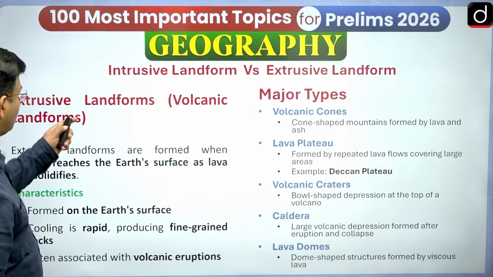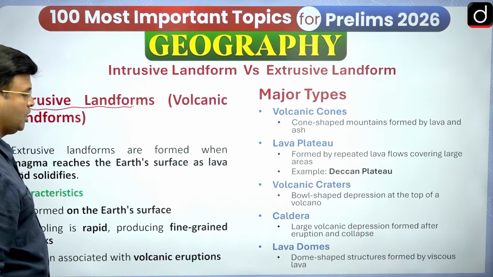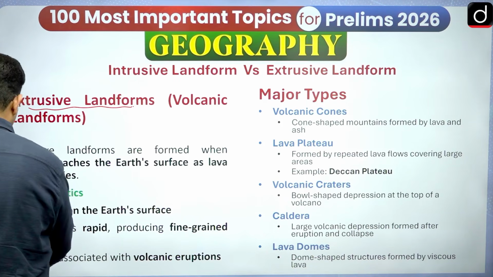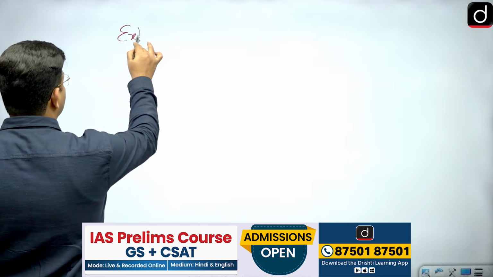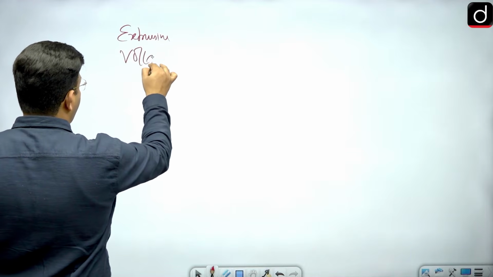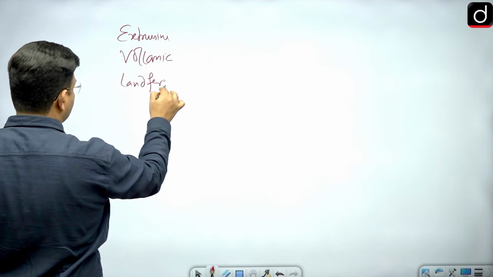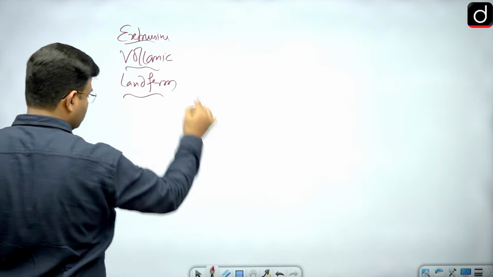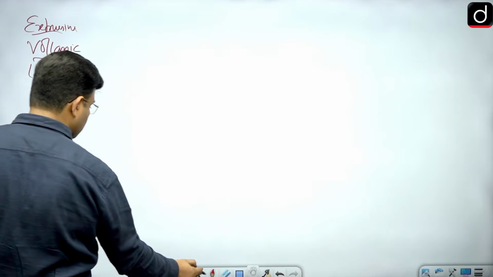And the next one we are going to see is extrusive volcanic landforms. Extrusive means it is forming on the earth's surface, over the earth's surface.